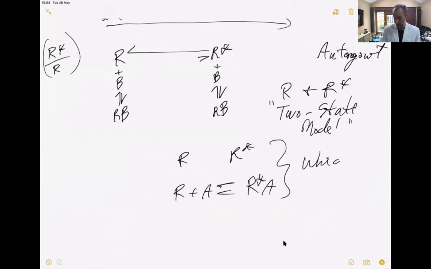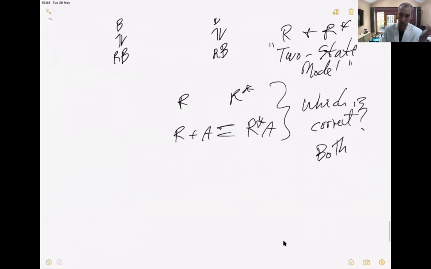And students always ask, which is correct? And the answer is both. It depends how you look at the question. All models are wrong, some are useful.